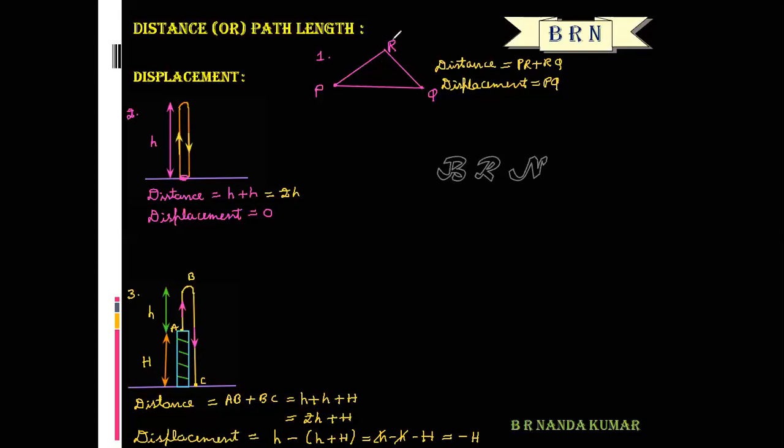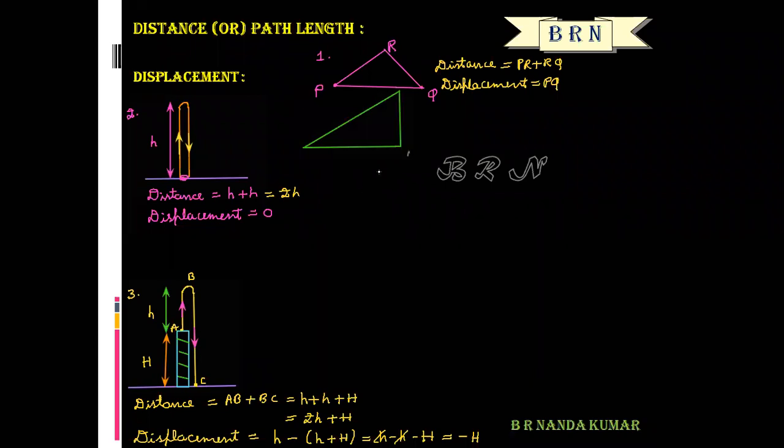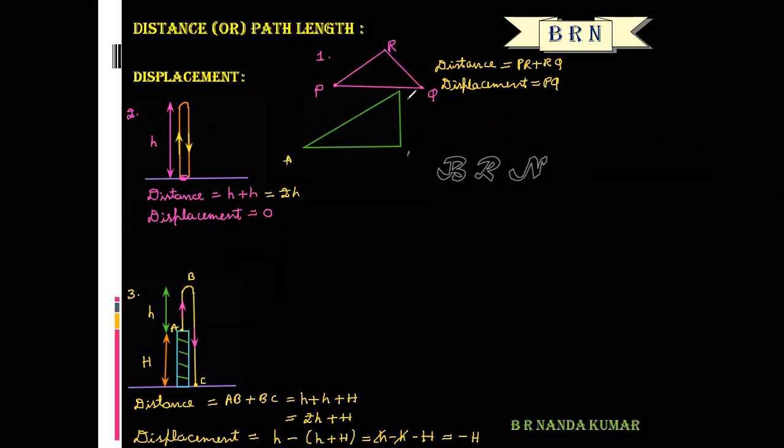Okay, let's move to the next example. A particle is traveling from A to C through B. Okay, so A to B distance is 4 meter, B to C distance is 3 meter. So in this example, what is the total distance traveled by the particle? Here the distance traveled is AB plus BC. So AB is 4 meter, BC is 3 meter, right? So total distance traveled by the particle is 7 meter.